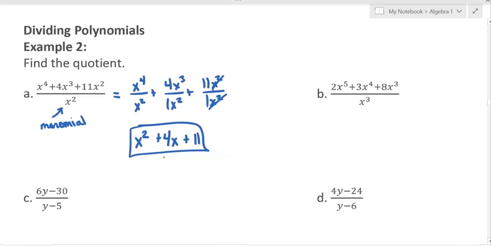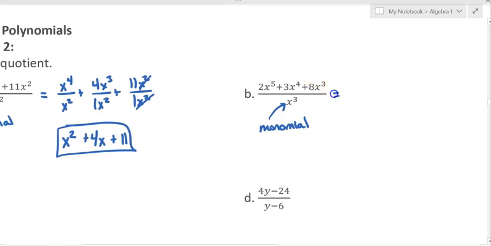Okay, let's try another one. This is a monomial on the bottom. So when you use this strategy is when you're dividing by a monomial. So you write each of the terms dividing by that monomial.